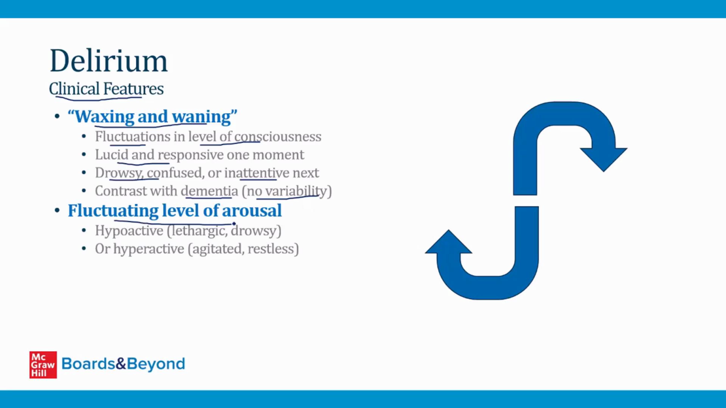So what does this mean? This means that patients who are delirious can be hypoactive sometimes, where they're lethargic and drowsy and yawning and wanting to nap. And then they can be hyperactive other times where they're agitated and restless. This is classic for delirium.